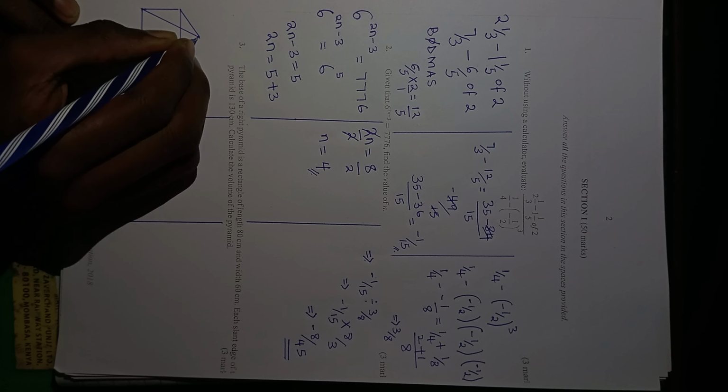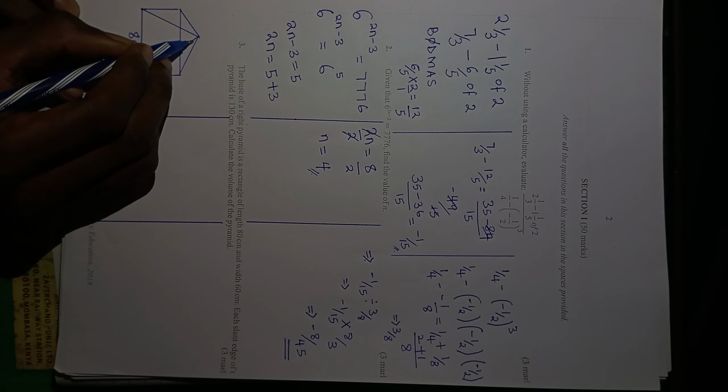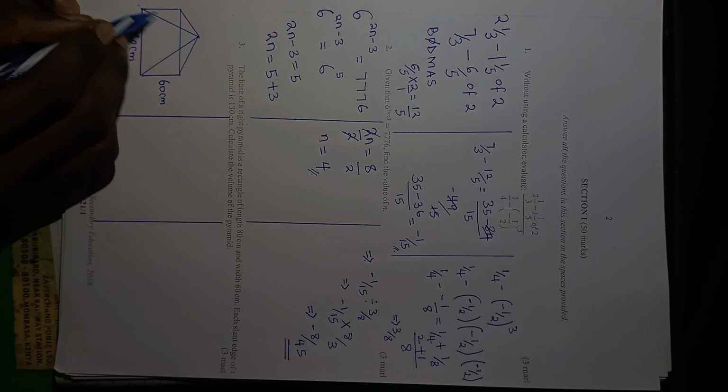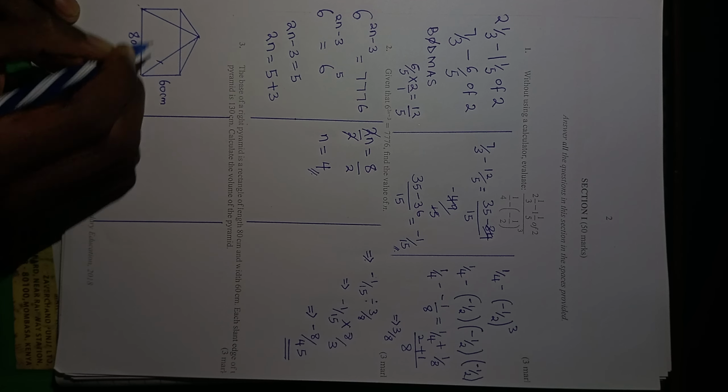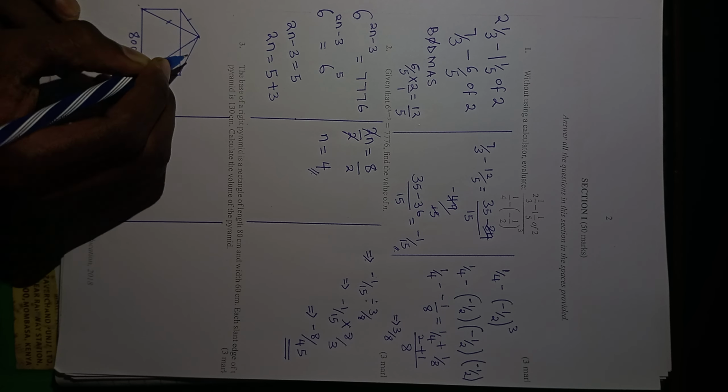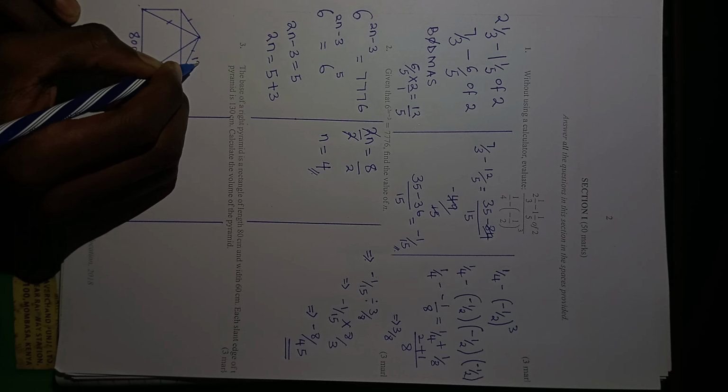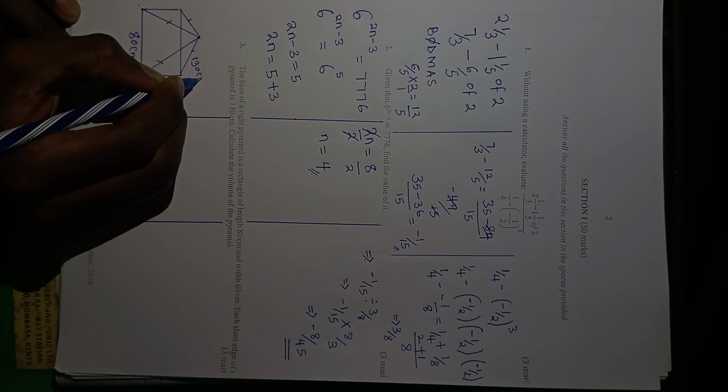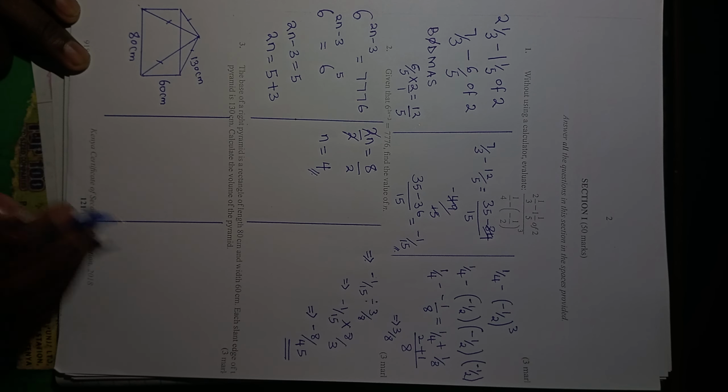So from here up to here is a slanting edge, and another slanting edge. These ones here each measure 130 centimeters. We write it here, 130 centimeters. So we're asked to calculate the volume.